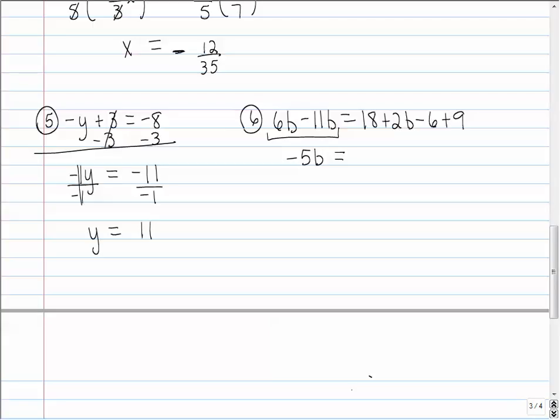Now the right-hand side, there's nothing I can combine with this 2b, so I'm just going to bring it down. But I can put all these numbers together. 18 minus 6, that's 12. And 12 plus 9 is 21. So that simplifies to 2b plus 21.